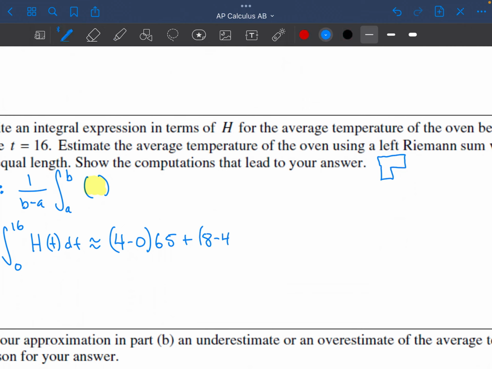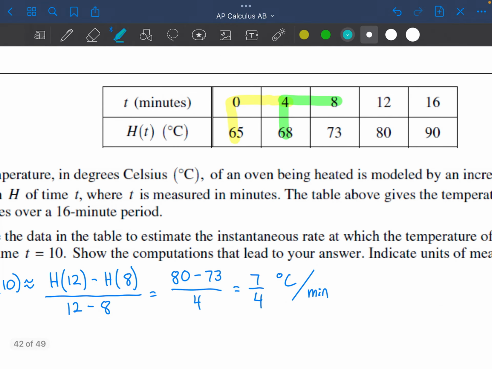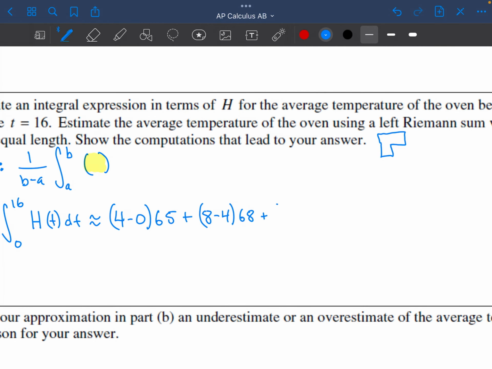8 minus 4 times 68. Then the next highlighted color is here, 12 minus 8 times 73, plus 12 minus 8 times, what did I just say? 73, I think. I hope so. 73. I'm really bad at remembering numbers.